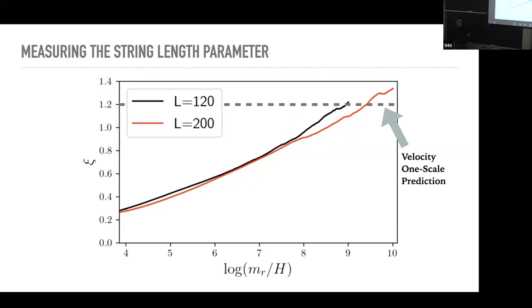I don't think that was a trustworthy prediction. I think it would be nice to think about how to do that better. At the very least, I feel fairly certain that is not the right one. So you think the string length will never saturate, it'll just keep growing? I don't know, but it's possible, right? For some parameters of that velocity one scale model, it does saturate. I don't trust the parameters that have been estimated from other simulations and went into those predictions.